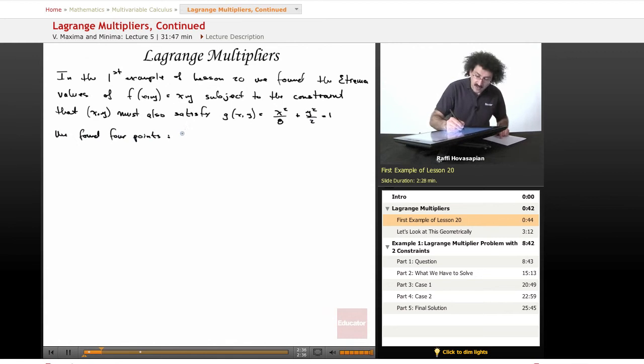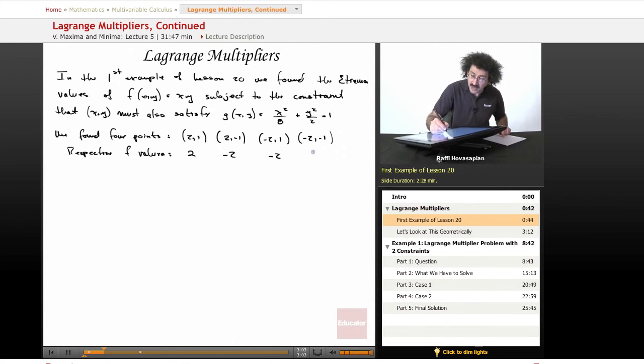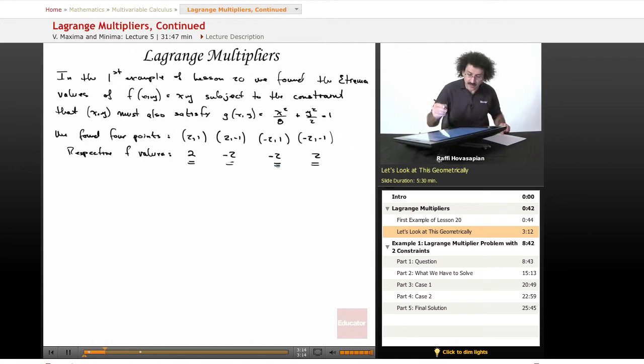We had the points (2, 1), (2, -1), (-2, 1), and (-2, -1). When we put these points into xy, the respective f values were 2, -2, -2, and 2. So two of these were the points where the function achieved a maximum, and two were where it achieved a minimum. Let's take a look at what this looks like geometrically.